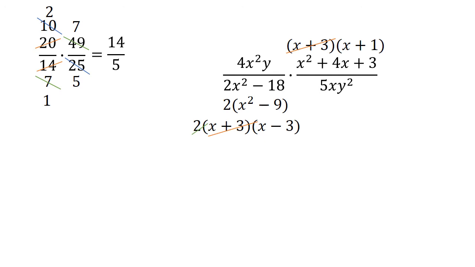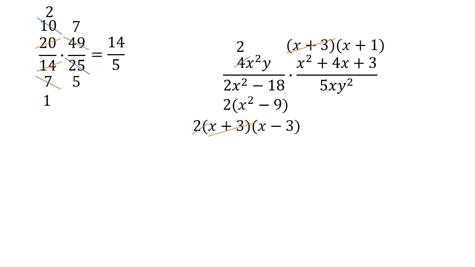Another thing I can cross off is my 2 on the bottom of the first fraction, that GCF, and my 4 on the top of the same fraction. See, I don't have to go to a different fraction. I can stay within the same fraction, as long as, again, one's on top, one's on bottom. So 2 goes into 2 once, 2 goes into 4 twice.